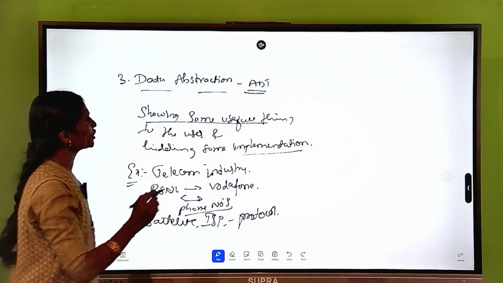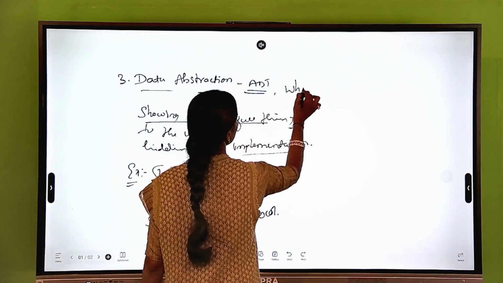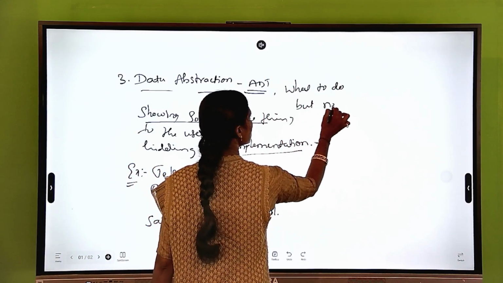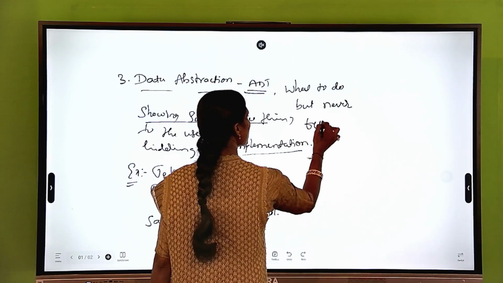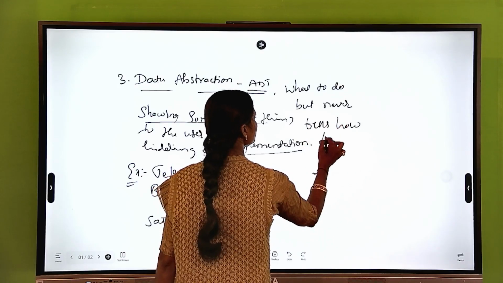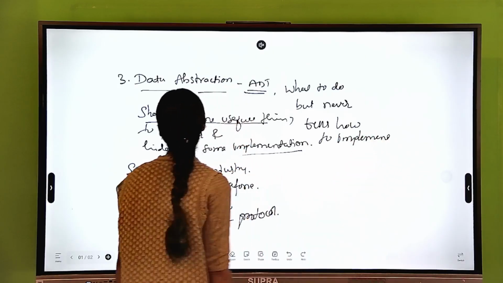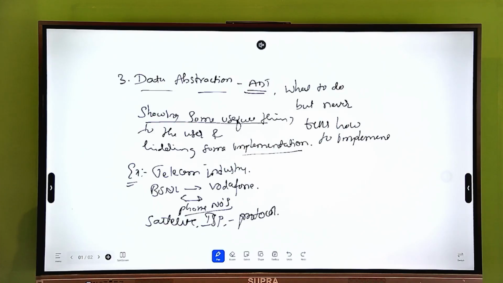It tells what to do, but it never tells how to implement. So I hope you are following me. That's the third concept of OOPS, data abstraction. This is also called ADT.